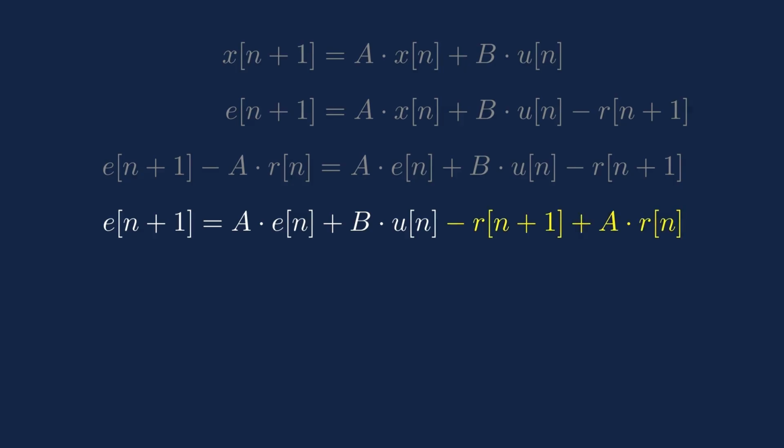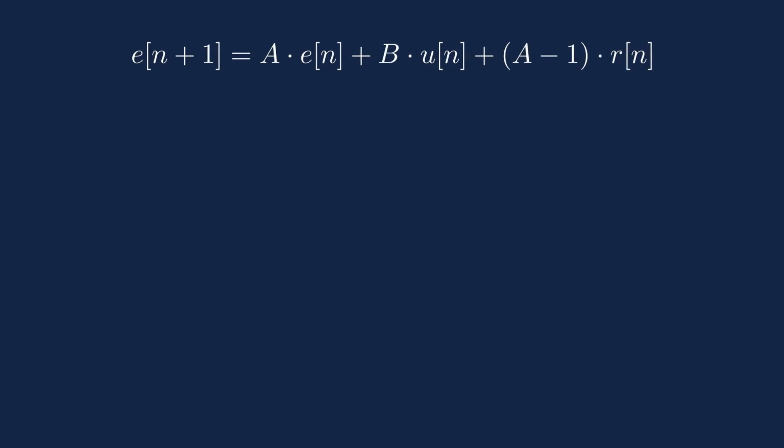Let's look at the 2 terms on the right. In most control systems, the reference at time n+1 really should not change that much from the reference at time n. When discretizing systems, dt will be very small. Therefore, the change in reference should be 0. Therefore, we can write those terms as one term equal to a-1 times r of n. We now have our final error dynamics of our system.